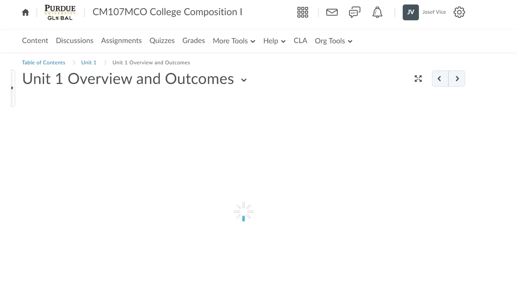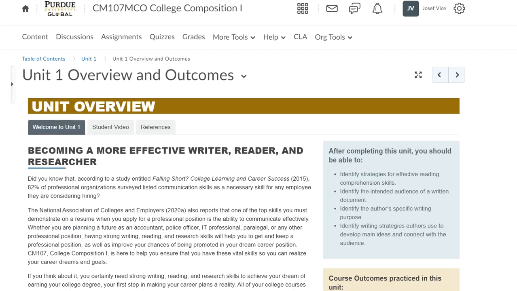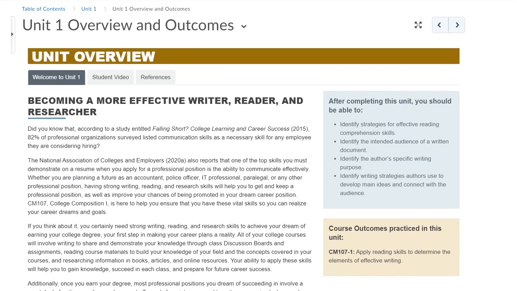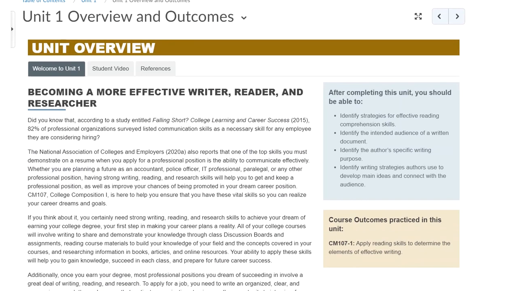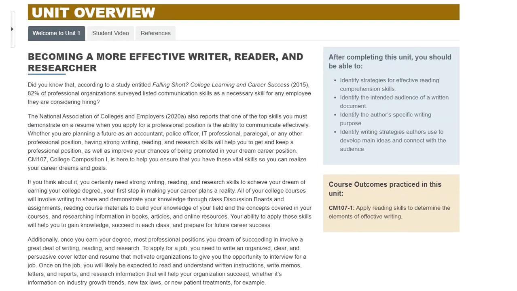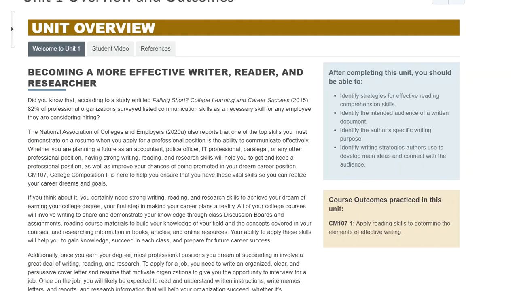hold on one second. It's really slow for some reason. There you go. All right. Here, for example, is the Unit 1 overview. And so the students, like normal, get their information about the material itself that's about to be addressed in the unit, but it's a tab-based view.